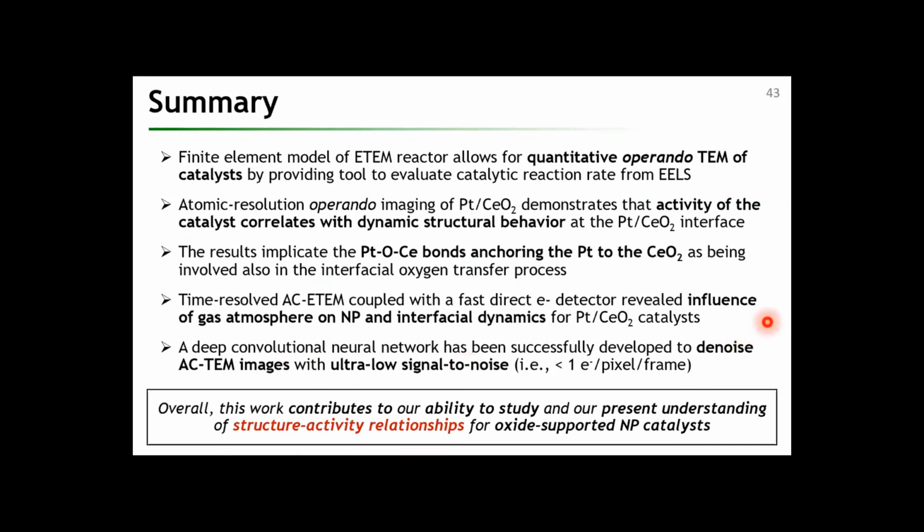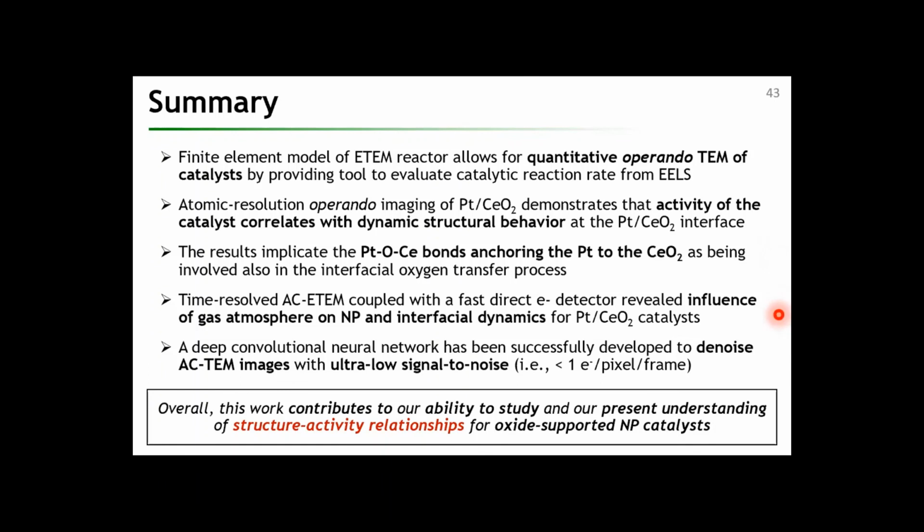I'll just summarize by stating that the finite element model that we've developed has allowed us to perform quantitative operando TEM by allowing us to probe the catalytic reaction rate with EELS, so we get this direct correlation between structure and activity. Applying that tool to platinum on ceria showed that the activity of the catalyst correlates with dynamic behavior at the platinum-ceria interface, the platinum nanoparticle and the surrounding ceria surface. These results implicate those platinum-oxygen-cerium interfacial bonds as being involved in the interfacial oxygen transfer process.